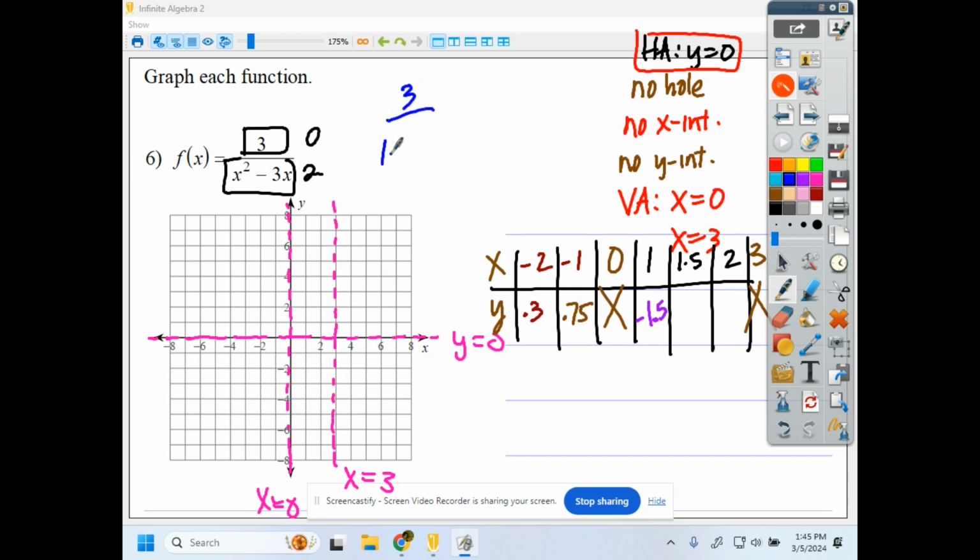Next, 1.5: 3 over 1.5 squared minus 3 times 1.5. In this case, I'm going to use a calculator also. 1.5 squared minus 3 times 1.5, then 3 divided by the answer. This will become negative 1.3 repeating. And next will be 2. 2 squared minus 3 times 2. 3 over 4 minus 6, or 3 over negative 2, negative 1.5 again.